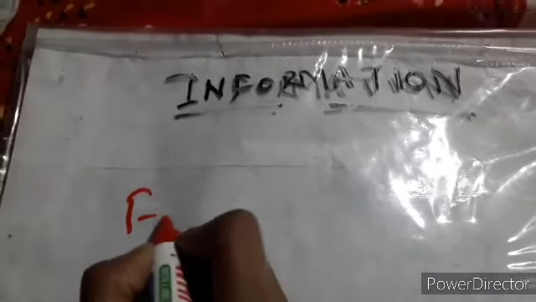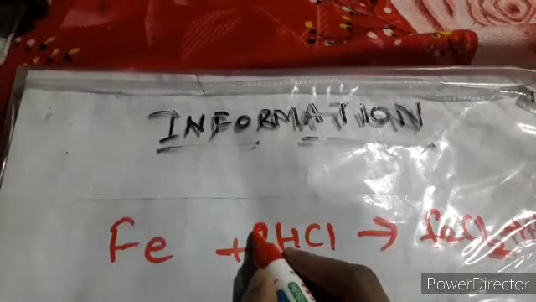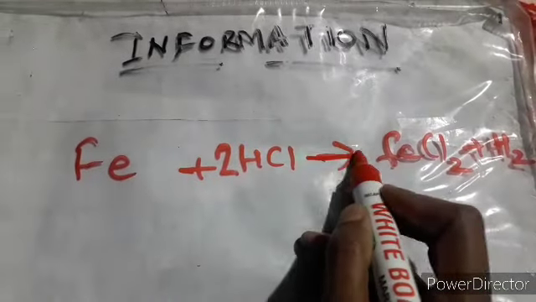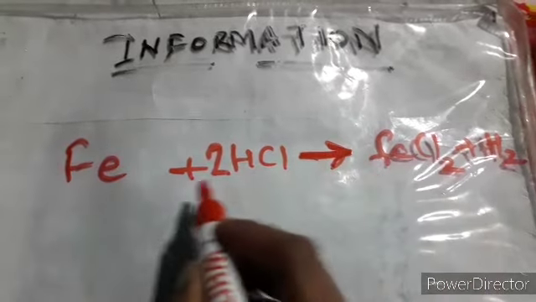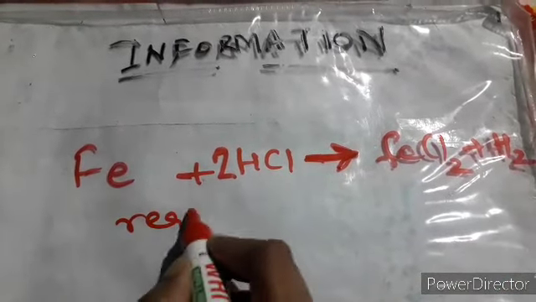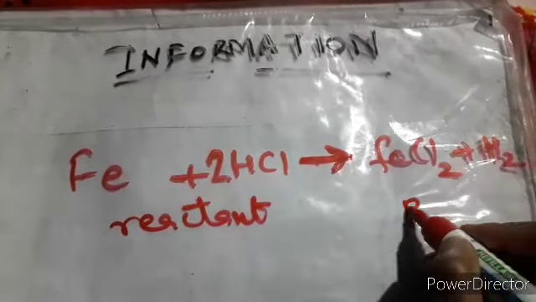Now I am writing one equation, and that is Fe plus HCl gives you FeCl2 plus H2, right? Balancing I'll teach you later in the chapter, but just now I'm just focusing on the equation. This particular portion is the reactant part, and this part is your product part. This is the arrow which is indicating its direction. This reaction moves from reactant to product.